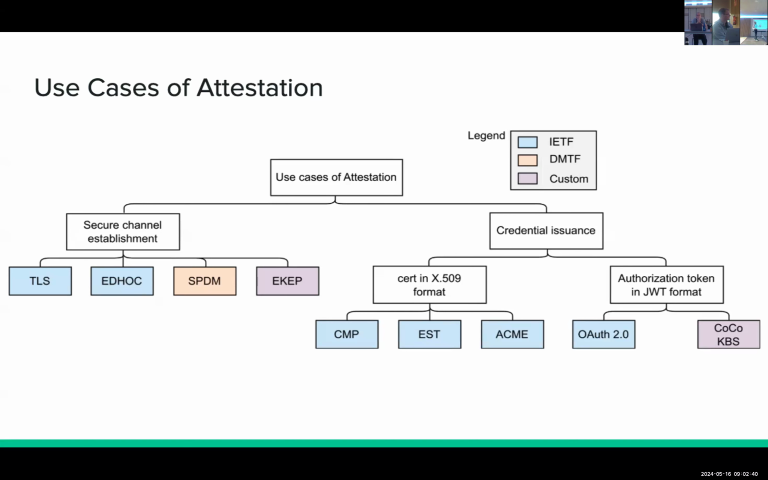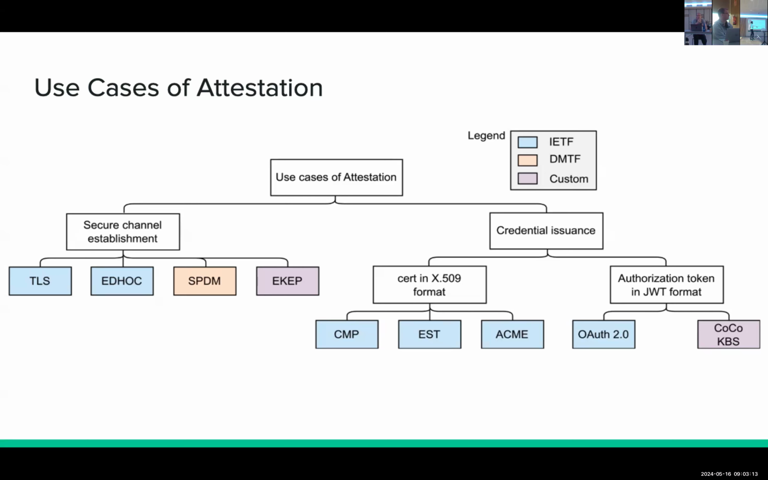On the other hand, credential issuance is when some requester requests something and provides its evidence as part of its authentication. And the other party, namely the identity issuer, can then issue some kind of credential. And this credential can be either a certificate or an authorization token at a very high level, so this classification. The format of the certificate is typically X509, and the authorization token is typically in JWT format.